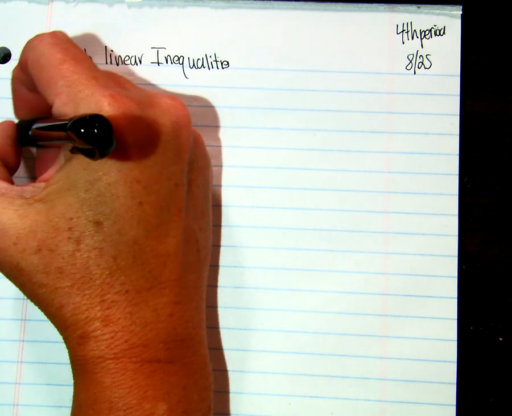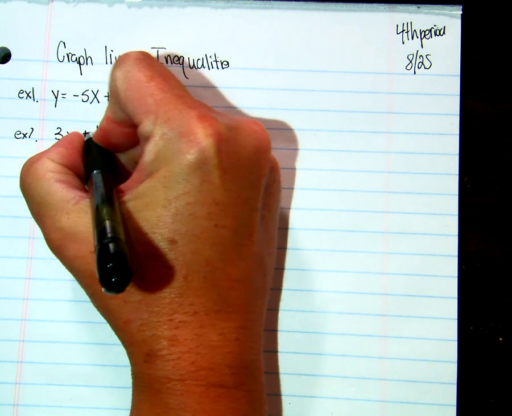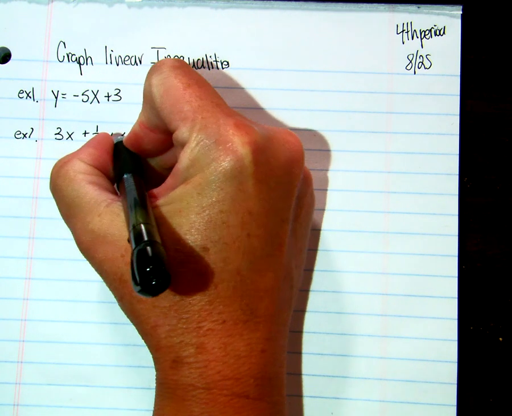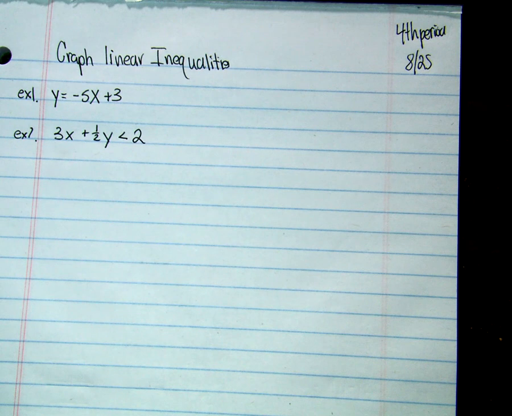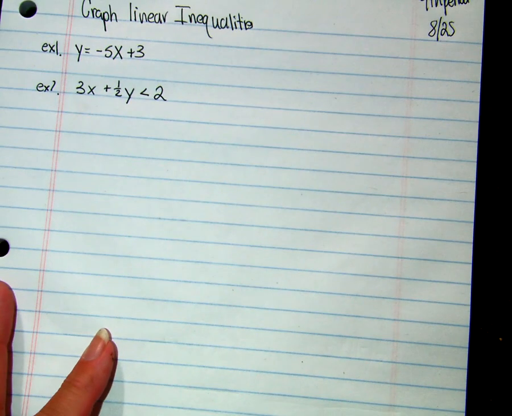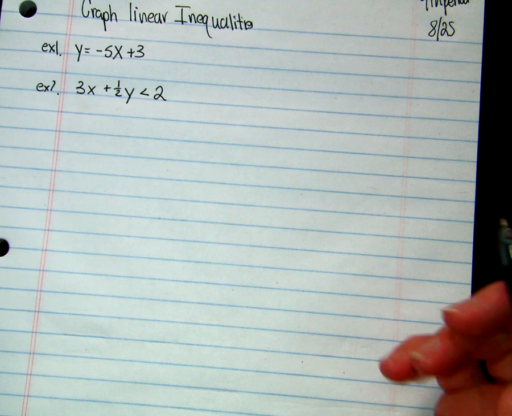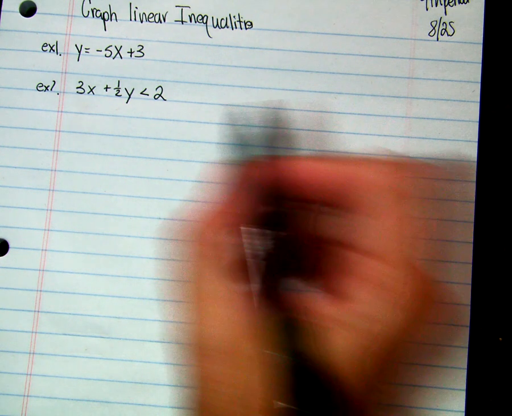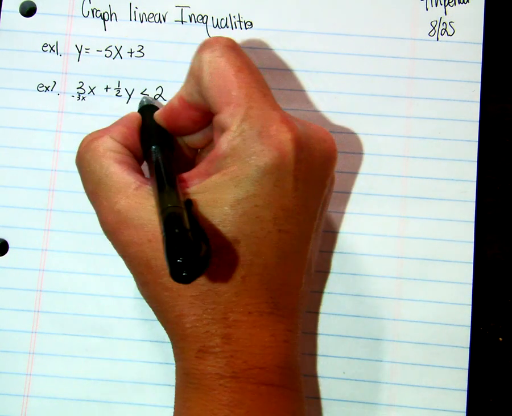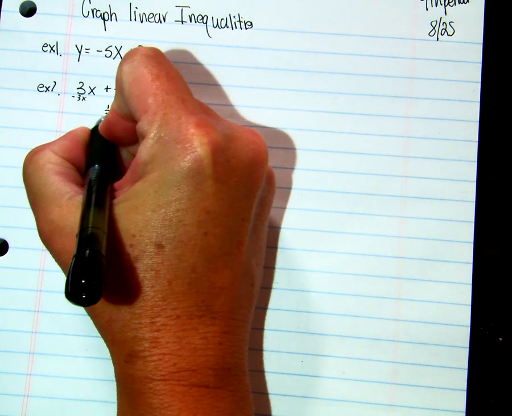Let's graph 3x plus 1/2 y is less than 2. Is this graphable? Is it ready to graph as it is? No, we need to rearrange and isolate y. Can you do that now? First, we'll get rid of the 3x. I remember teaching you this, and now you know it so well. And we're left with 1/2 y.